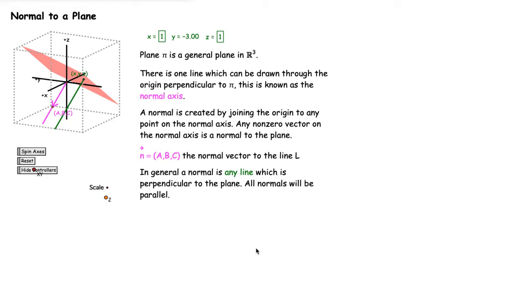We can create a normal by joining the origin to any point on the normal axis, just as we did before. The vector for the normal is now going to be A, comma B, comma C. In general, a normal is going to be any line which is perpendicular to the plane. So there's my normal there. All normals will be parallel. This just so happens to be the normal axis because it passes through the origin. Again, as a vector, it's going to have its tail at the origin and its tip at A, B, C, which is any point along the normal axis.